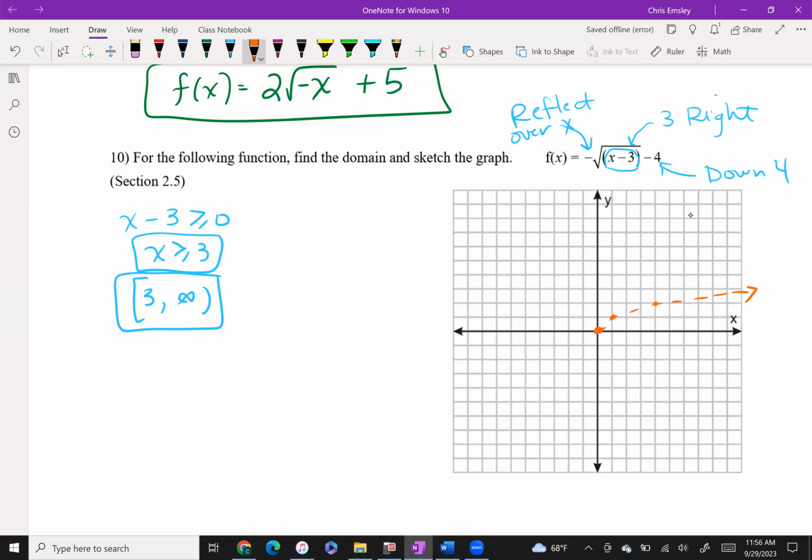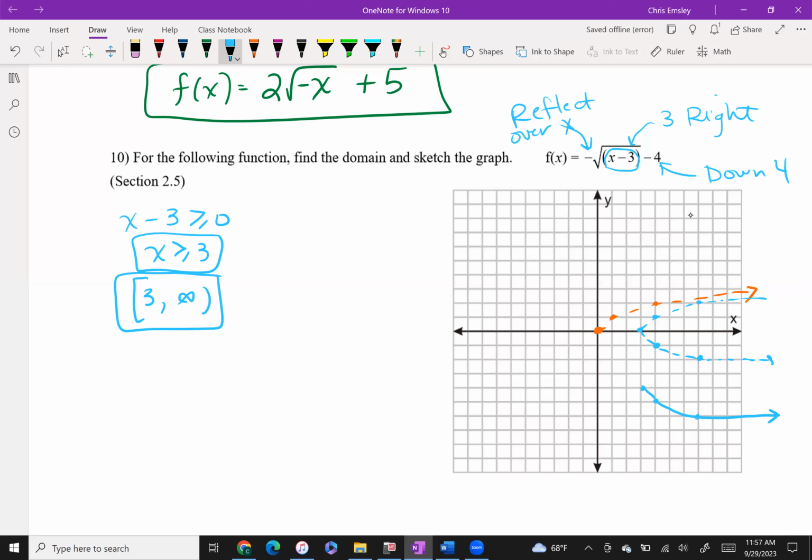So if we go right by 3, if I'm going to scoot that over, let's make that blue. 1, 2, 3. It would then look like this. Okay, then it reflects over the x-axis, so it would flip down to look something like this. And then shift down by 4. 1, 2, 3, 4. So our final graph would look like this.